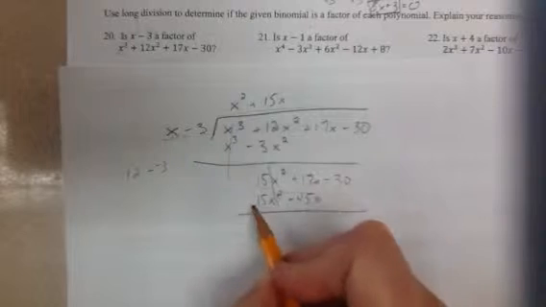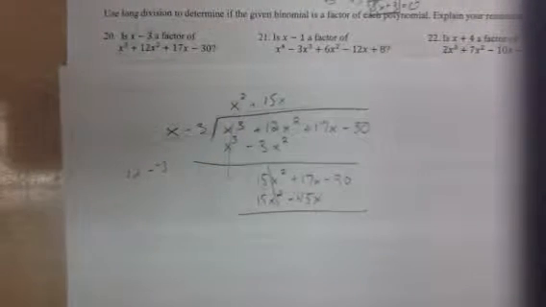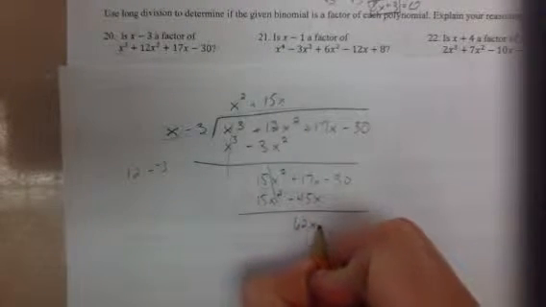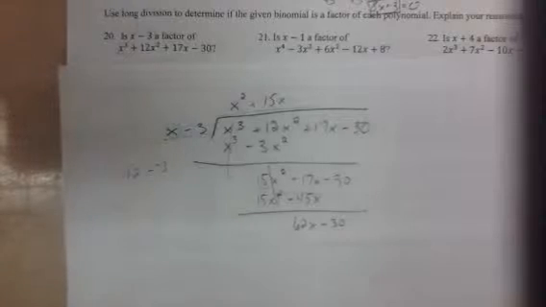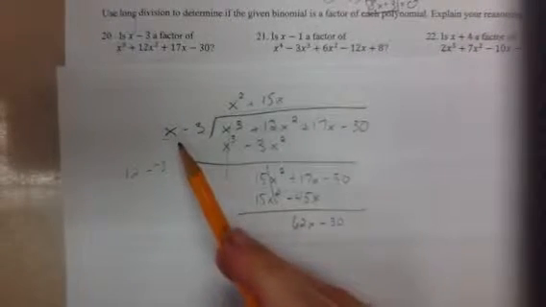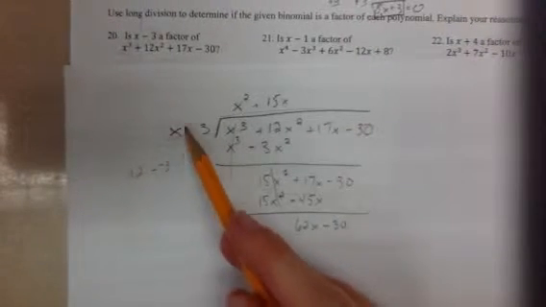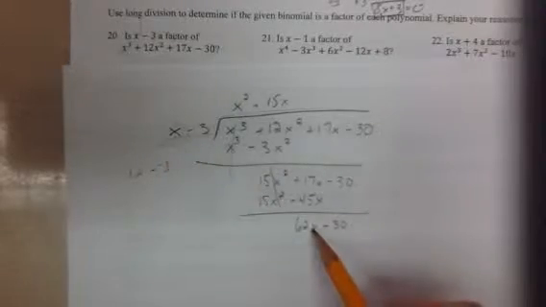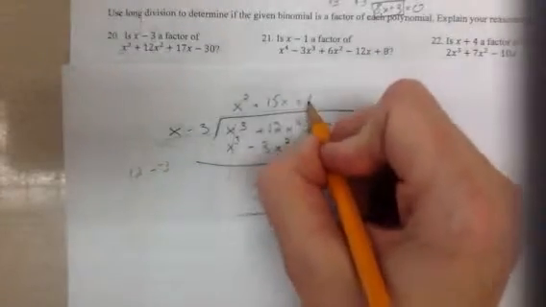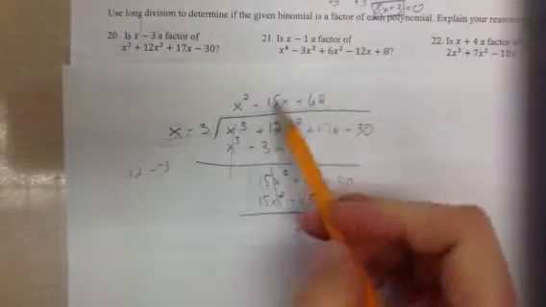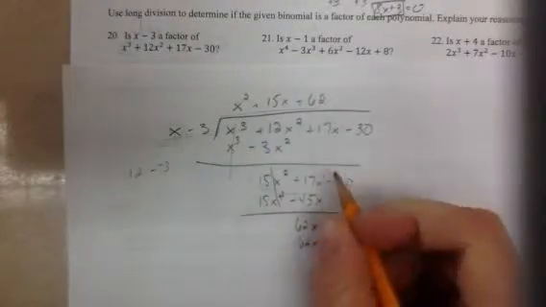But then I have 17 minus a negative 45. 17 minus a negative 45 is a positive 62x, and I still have the negative 30, right? So now I ask myself, what do I multiply by here to get this to turn into 62x? I multiply by 62, right? 62 times x is 62x.